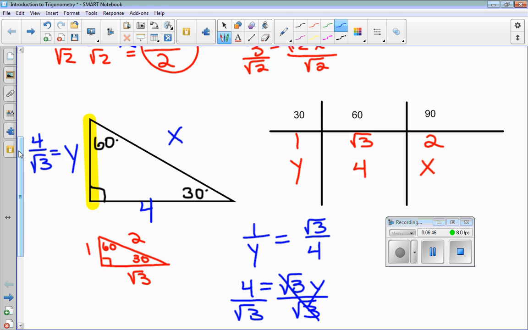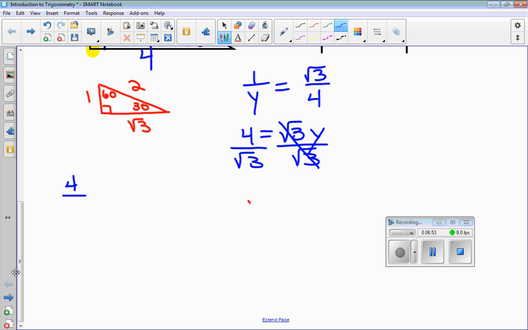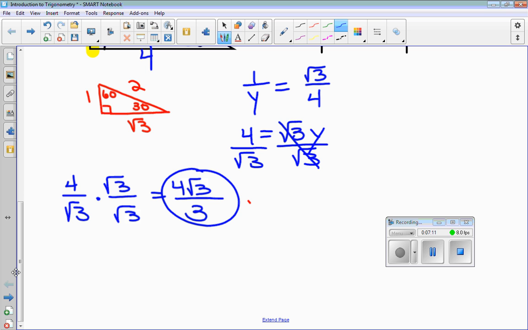Good. So I have to rationalize it, which means I'm going to take 4 divided by the square root of 3 and multiply it by square root of 3 over the square root of 3. That's 1. So I'm going to multiply straight across. I have 4 radical 3 over the square root of 9, which is just 3. That's the same thing as y. 4 radical 3 over 3.